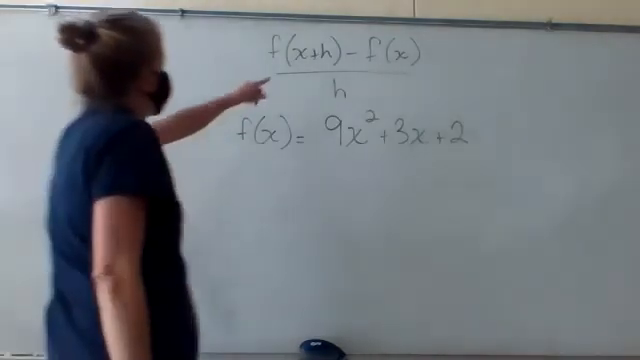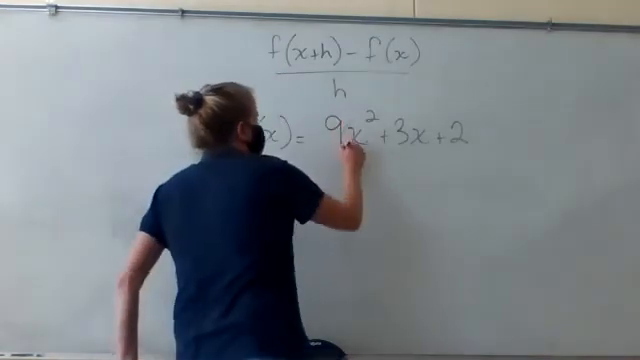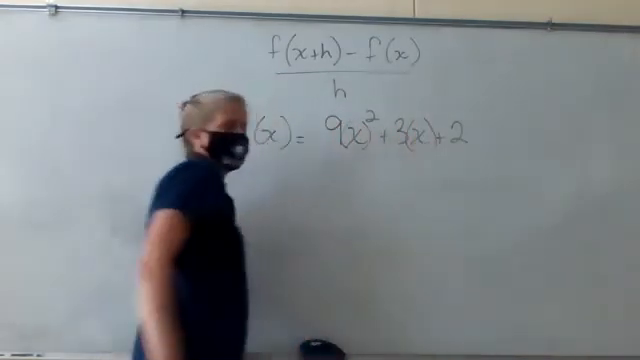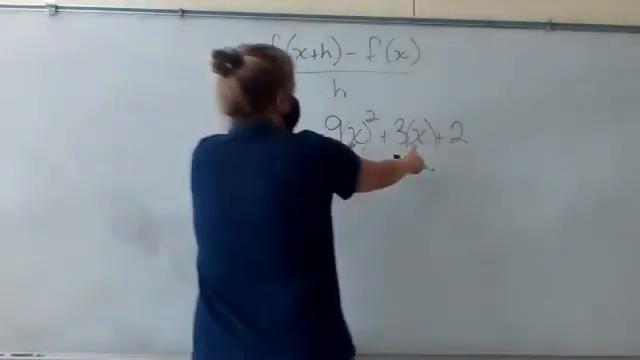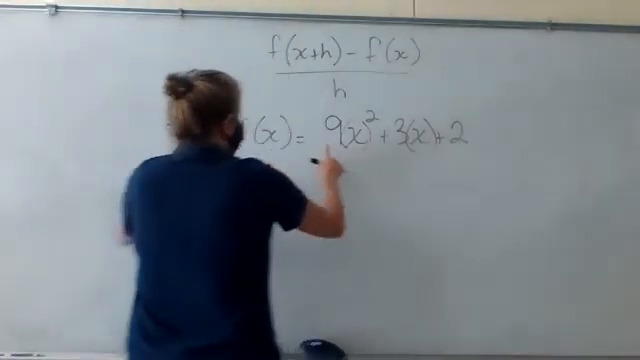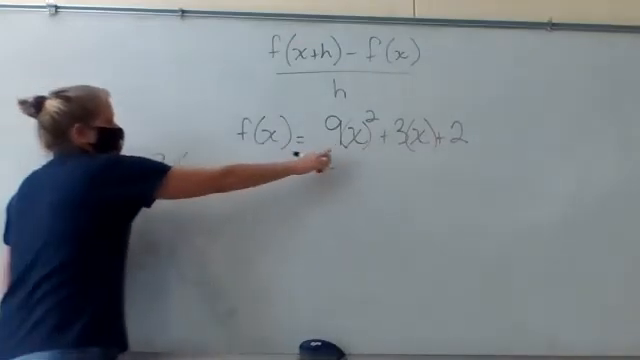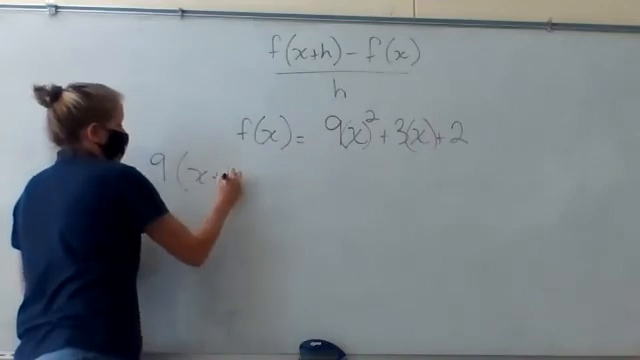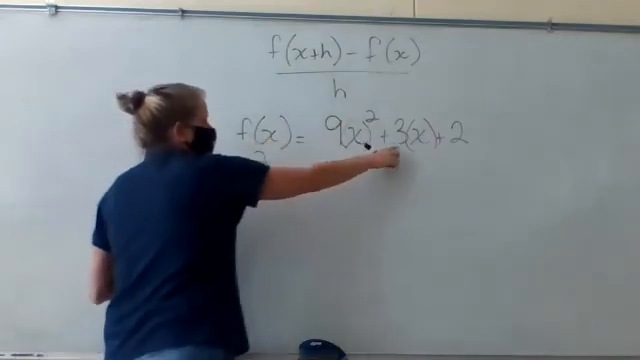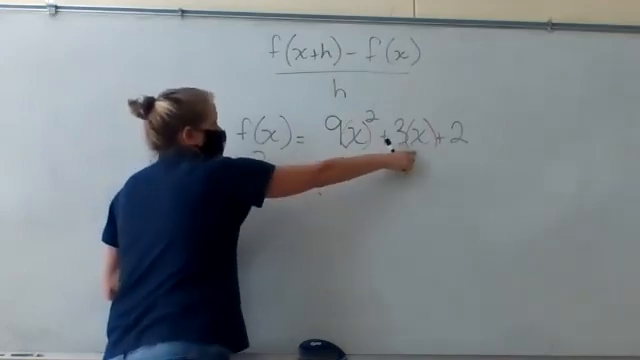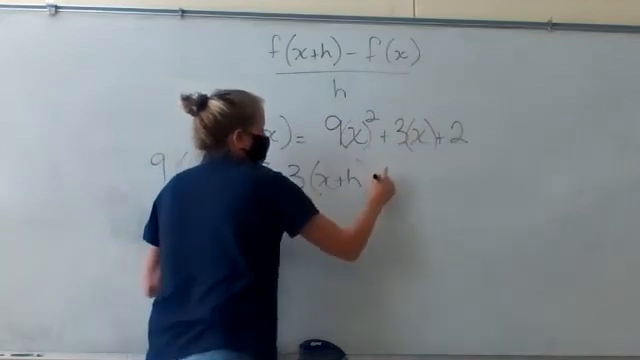So remember, the first part of the difference quotient tells me to go to my function, and wherever I see an x, I put an x plus h. So I see it in two spots this time. I'm putting x plus h's in both of these spots. So I start off with 9, put in parentheses x plus h, then I got to square it, plus 3, again, in place of the x, I put x plus h, bring down my plus 2.